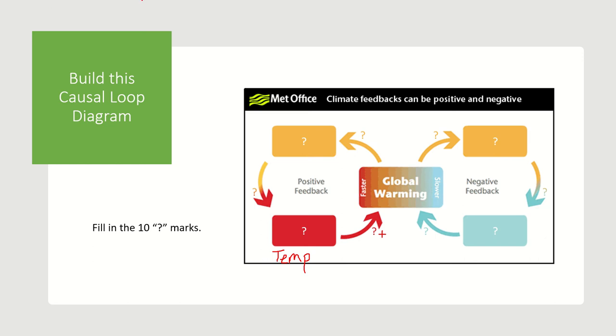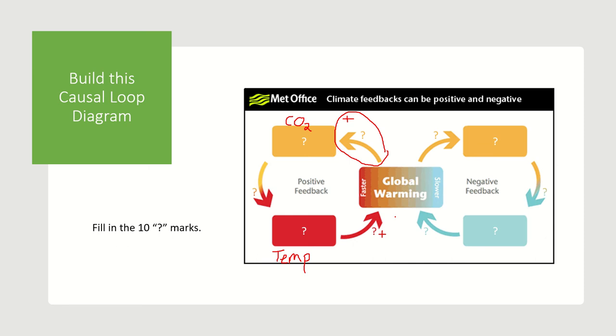So I could say maybe that there is some process. I would have to justify this. But maybe with more global warming, maybe there is a process that will release more CO2. Now, I'd have to justify that. Like, I'd have to say, well, how does that work? But if I at least had a narrative where I could justify that link, then I could draw that link.